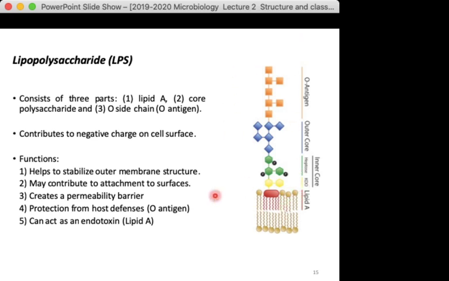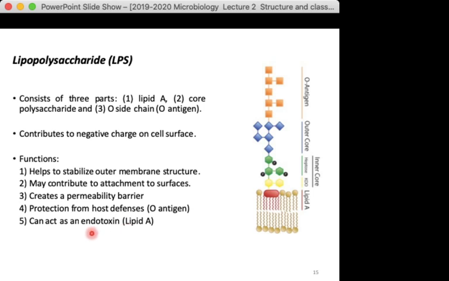So what do they do? Of course, the first function is to maintain the shape, to protect and stabilize the integrity of the cell structure. Second, to attach to the surface of the host. The third is to create a barrier that selectively controls materials going in and out, to avoid toxicity and the death of the cell. Fourth, the O antigen protects from host defense, and lipid A is the site for secretion of the endotoxin.